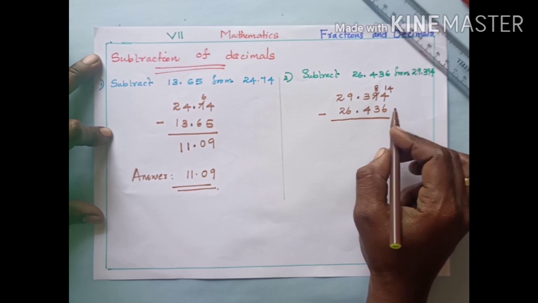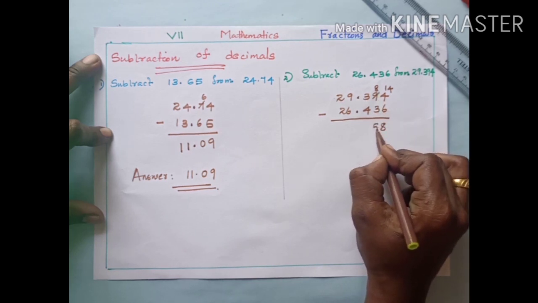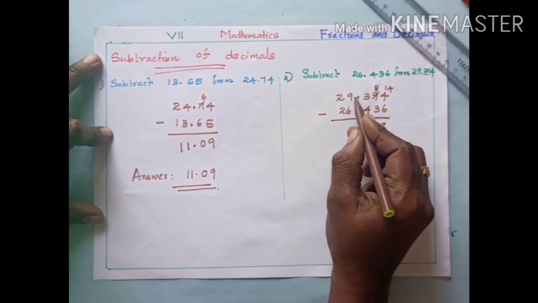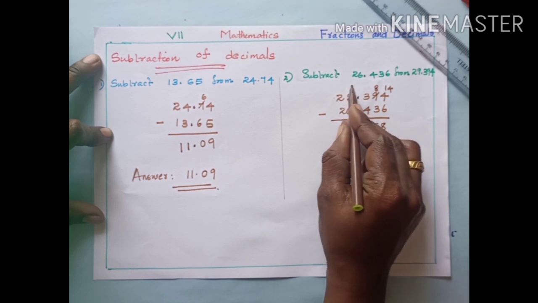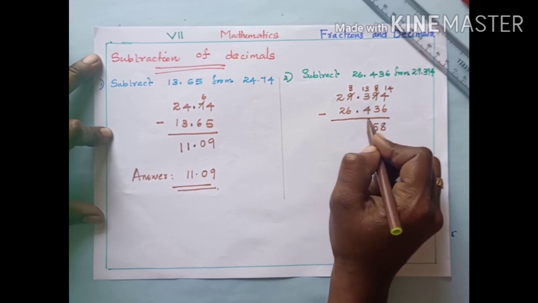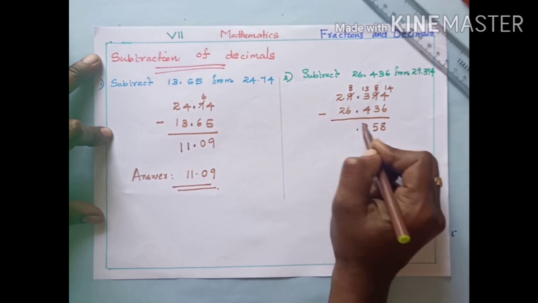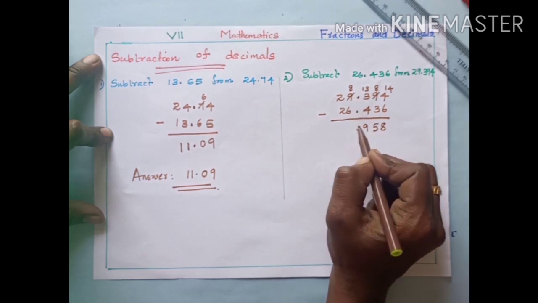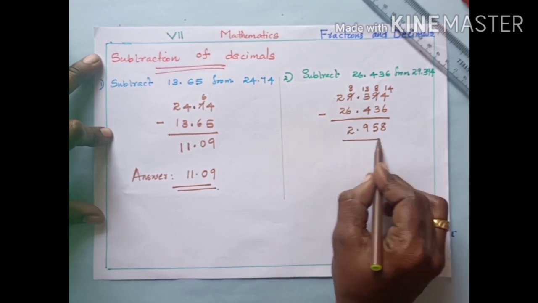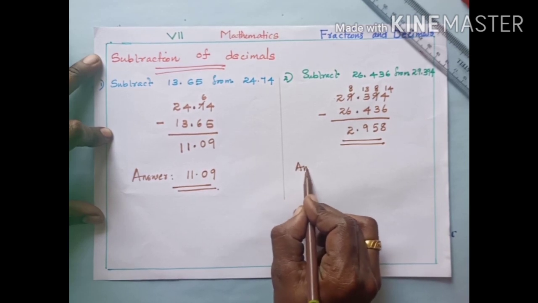14 minus 6 is 8. Then 8 minus 3 is 5. 3 minus 4 is not possible. So take 1 from here by the borrowing method. This 8 becomes 13. 13 minus 4 is 9. Put this point here. Then 8 minus 6 is 2. 2 minus 2, 0. So the answer is 2.958.